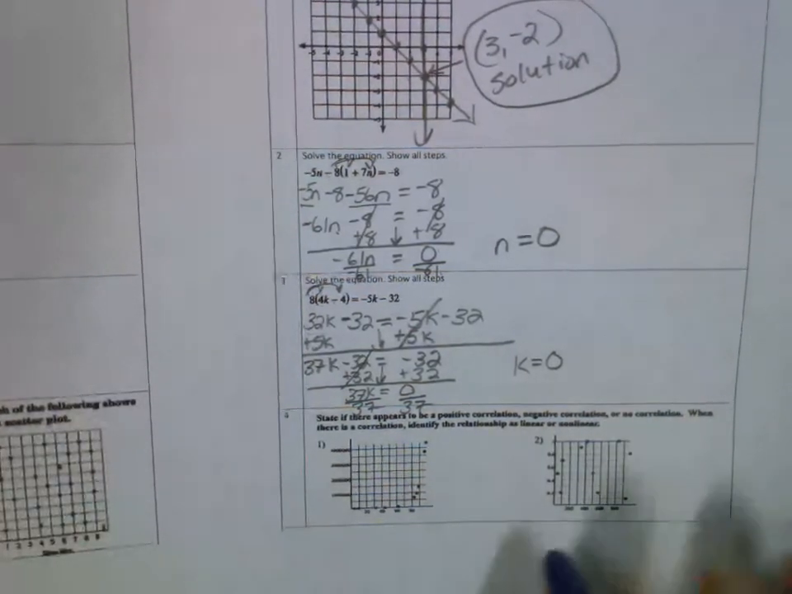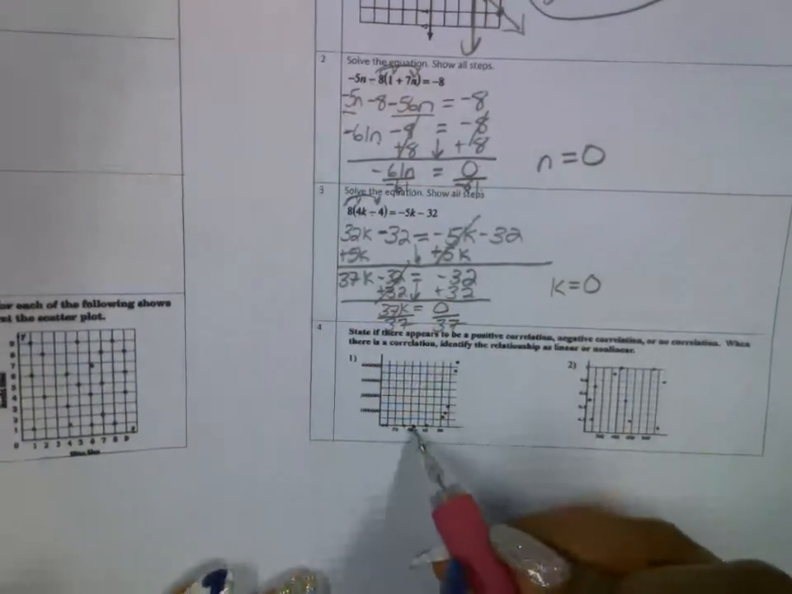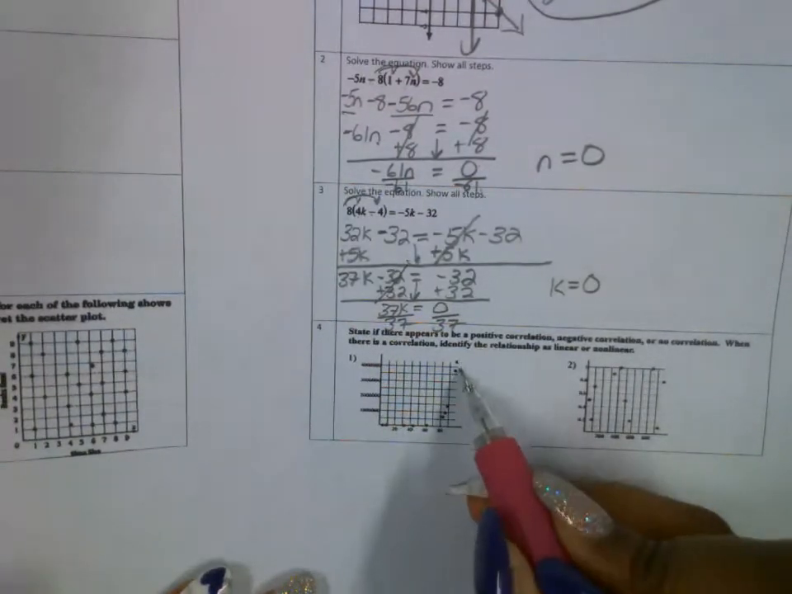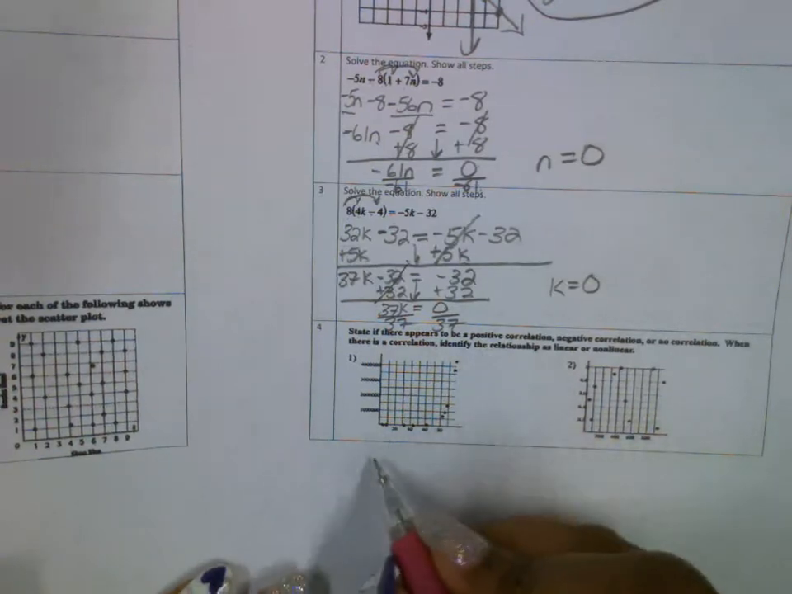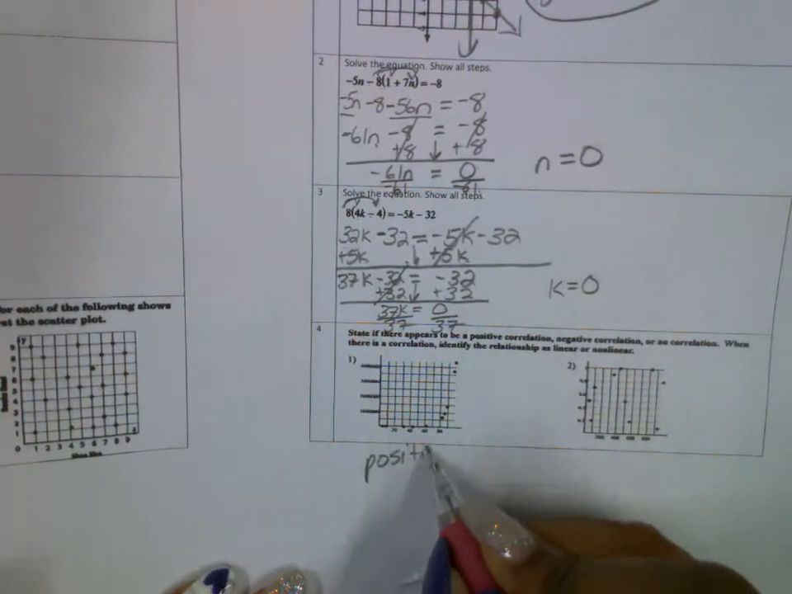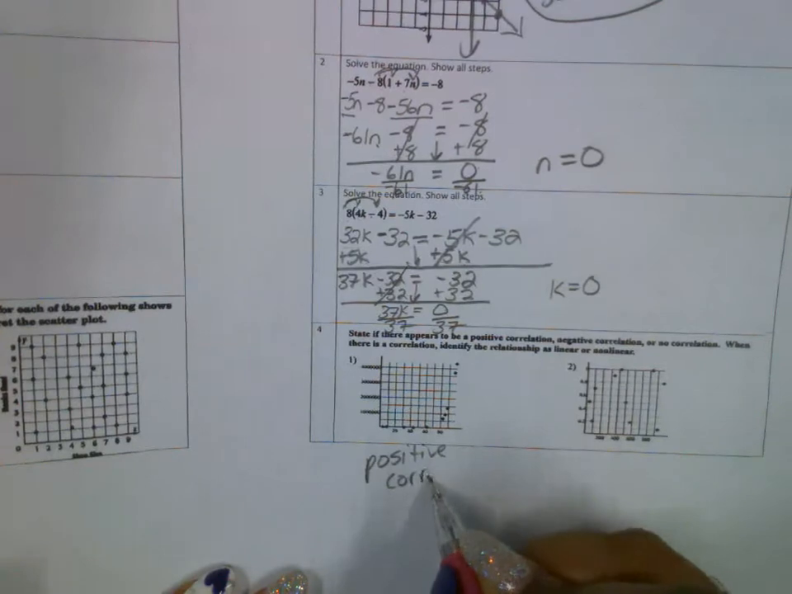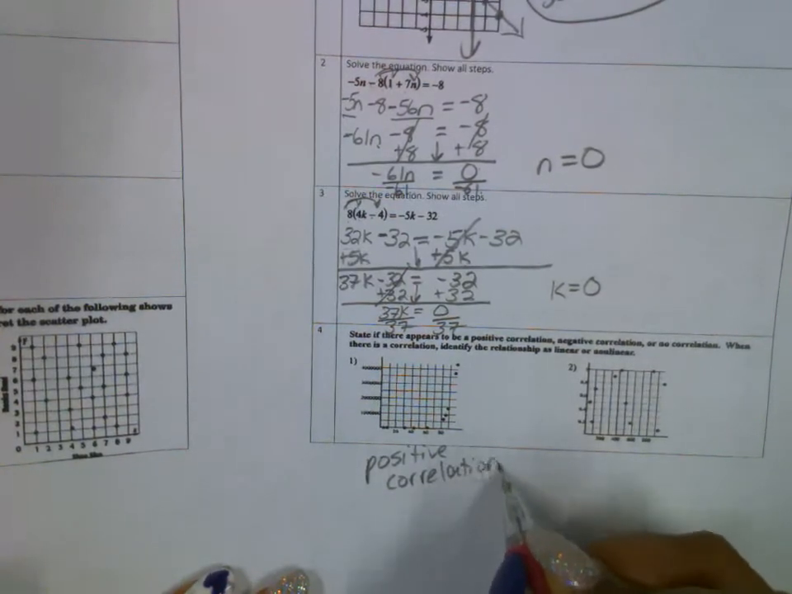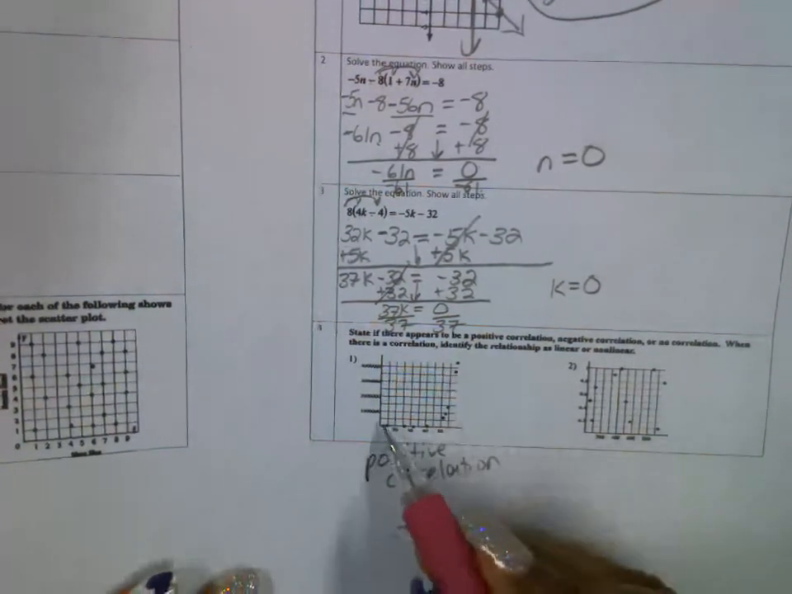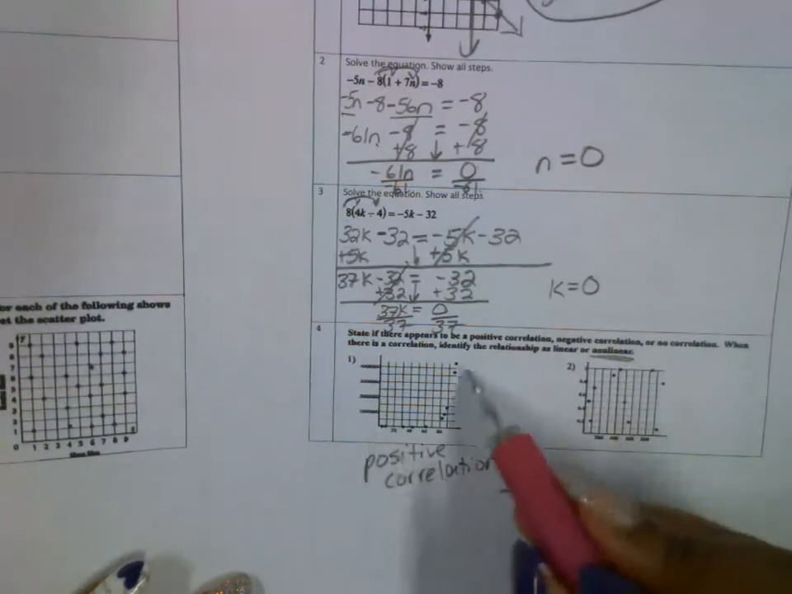All right, so now we're going to describe the scatter plots. Look at this. This looks like these points are going up really fast, isn't it? So this is a positive correlation. And it has a curve to it. So it is a nonlinear relationship. It's not too straight. It's nonlinear. These points are everywhere. So this is going to be no correlation.